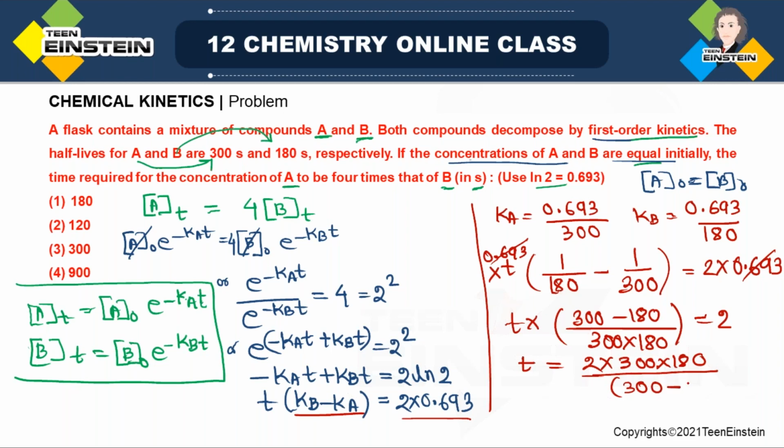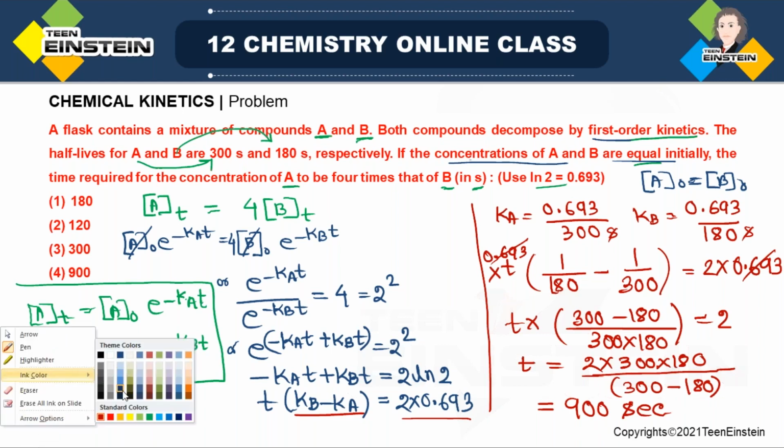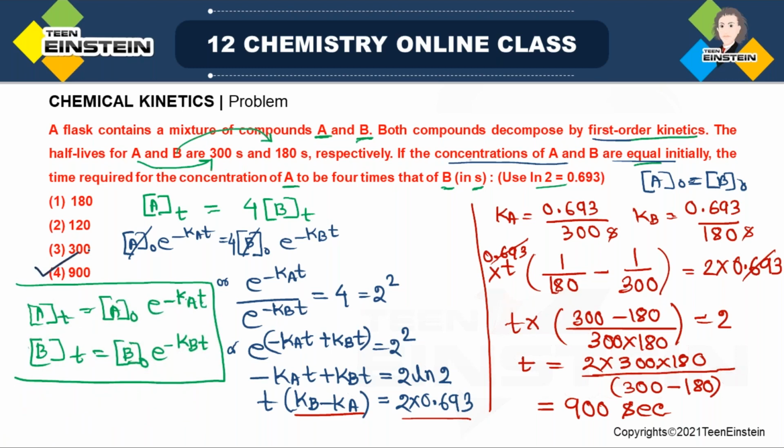So can you tell me what will be the final answer? It will be in seconds because these two values are in seconds, right? So Ka, Kb, these two will be second inverse. But as we are taking the reverse again, ultimately the unit will be second. And this is equal to 900 seconds, which is matching with option 4.